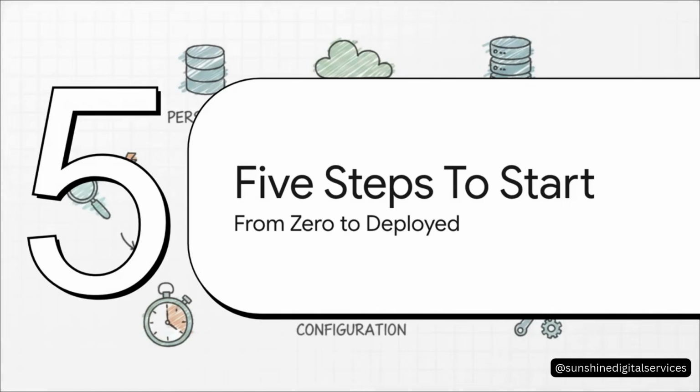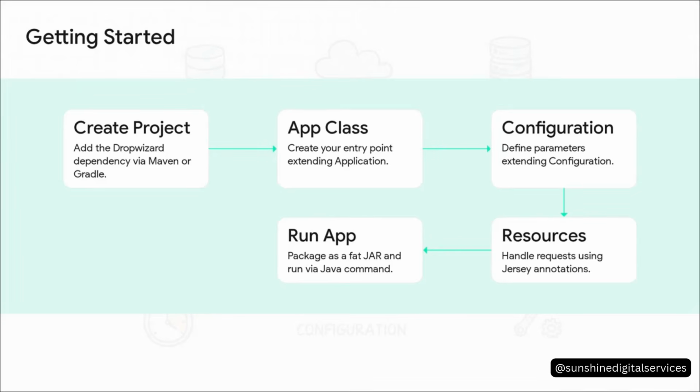Let's hit our final section, Section 5. 5 steps to start, going from zero to deployed. So here is your fast-track path from a blank screen to a running, production-ready REST resource in literally just 5 steps. First, create a new project and simply add Dropwizard as a dependency using Maven or Gradle. Second, define your application class by extending io.dropwizard.Application. This is going to be your entry point.